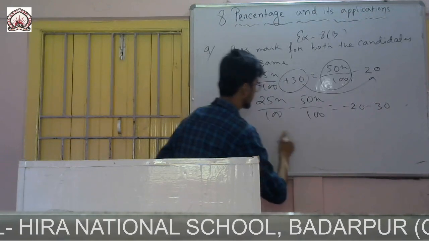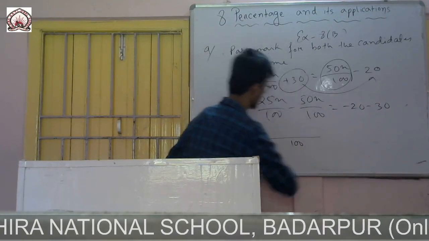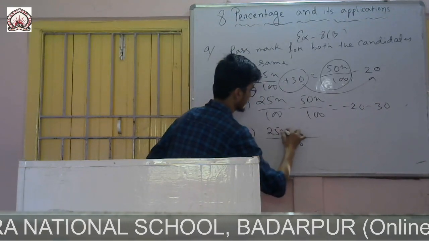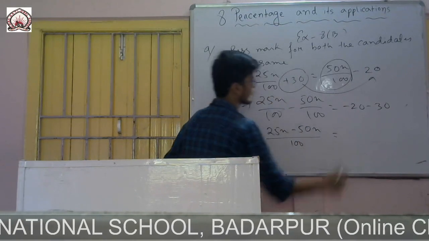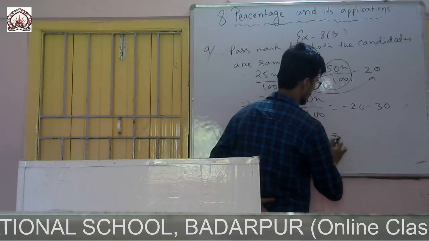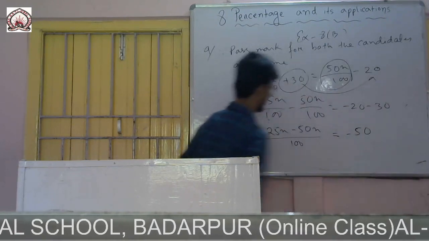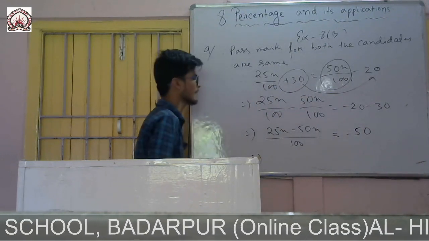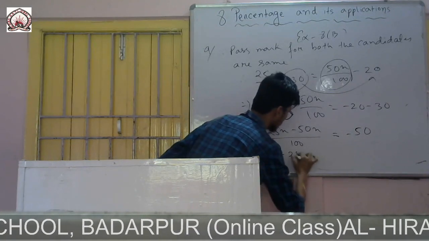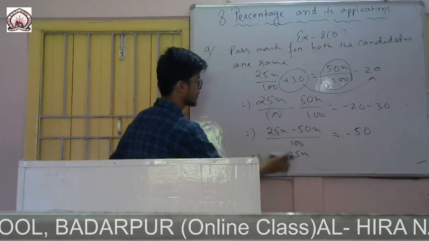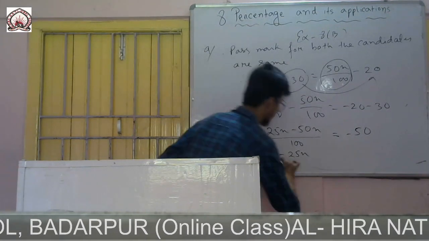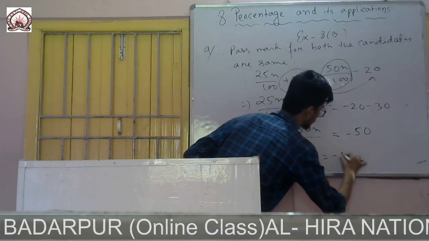Their LCM will be 100, both of them are the same. They are 25x minus 50x equals, minus minus is plus, 20 plus 30, it is minus 50. 25x minus 50x is minus 25x. This one is greater, so the sign of this one will be here. It is minus 25x by 100 equals minus 50.